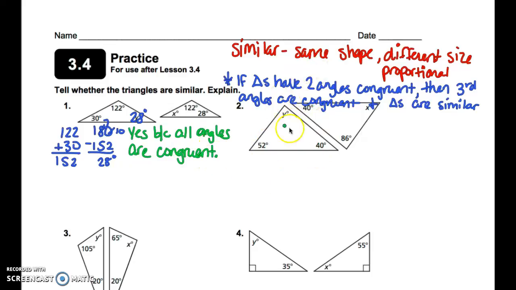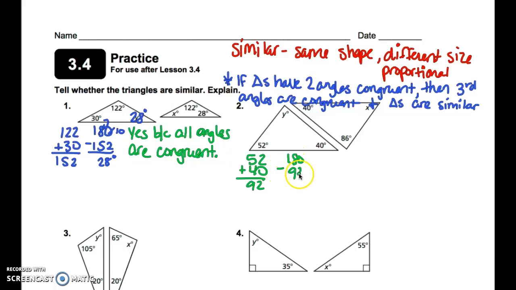Okay, let's look at number 2. I have y, 52, and 40. I have 86, x, and 40. So I know they share a 40. So if I find that y equals 86, then they will be similar. So let's figure this out here. 52 plus 40 is equal to 92.